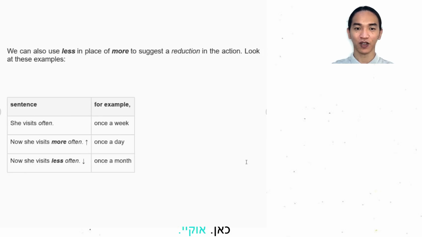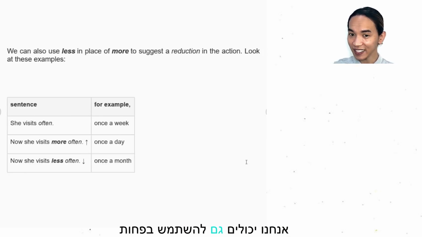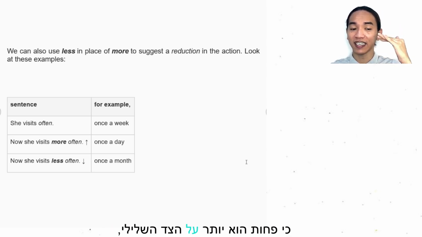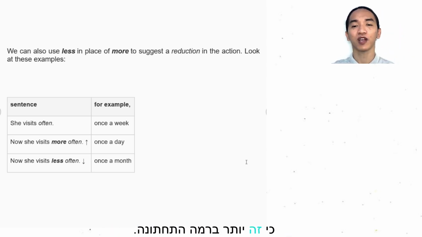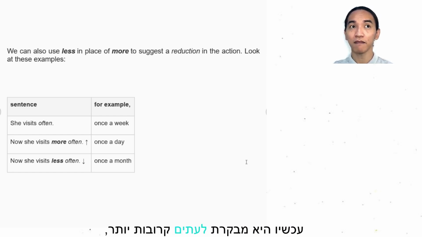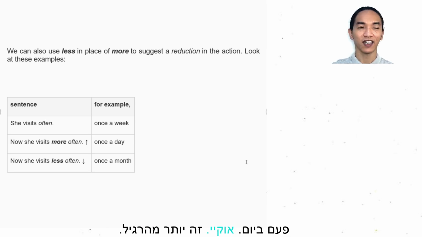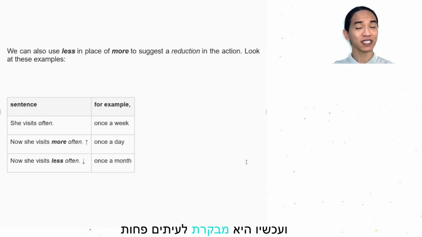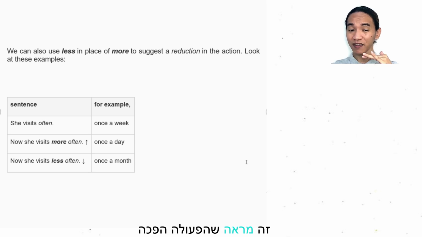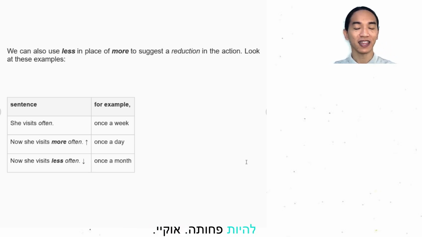Okay, now we can also use less in place of more. So to replace the meaning, because less is on the negative side, more on the lower level. So there is a reduction. Okay, example, she visits often, once a week. Now she visits more often, once a day. Okay, it's more than usual. And now she visits less often. So this is once a month. So it's showing that the action has become lesser.